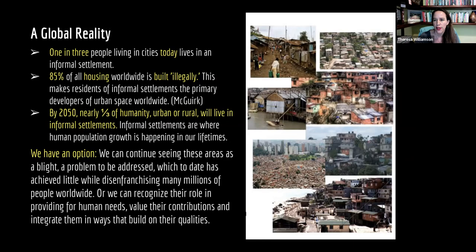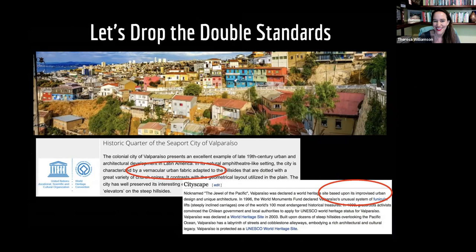So next slide, please. And drop the double standards. If you visit a lot of UNESCO World Heritage cities, most of them started informally. Most of them are recognized for the blueprints that were established through informal settling. Go on to the next, please.